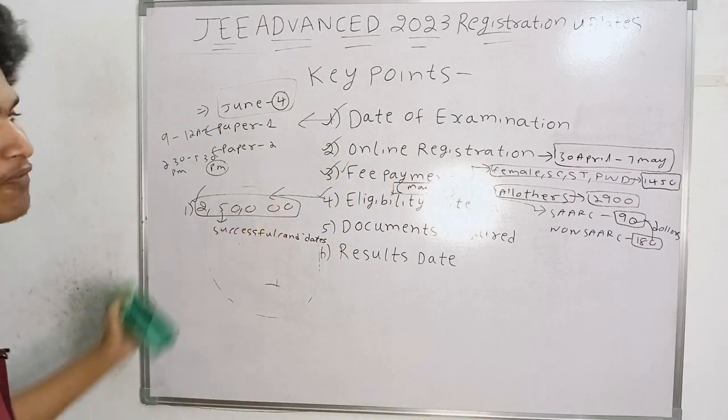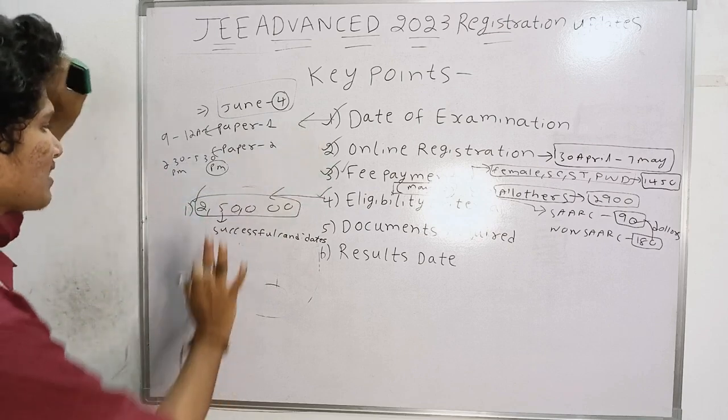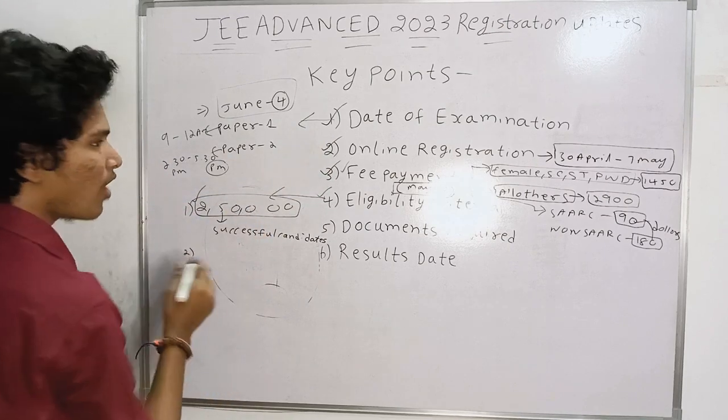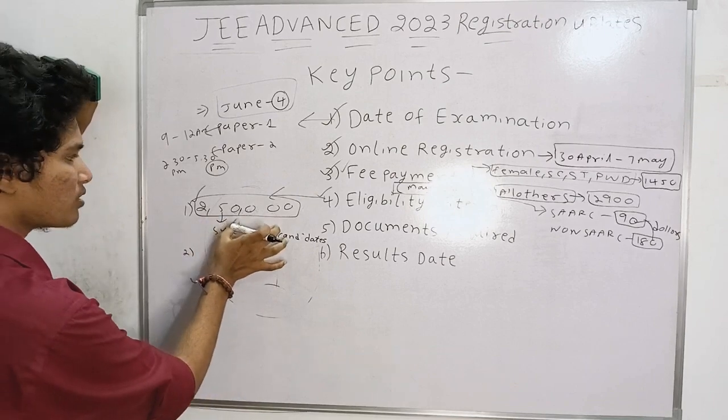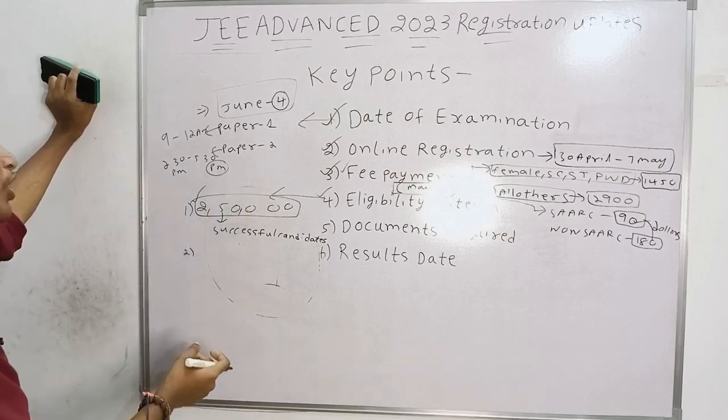These many students are eligible for writing the JEE Advanced 2023. This is the first category. The cutoffs are already released. You can check on the website. These 250,000 students are going to write the JEE Advanced 2023 exam.